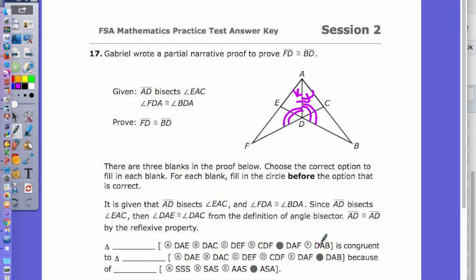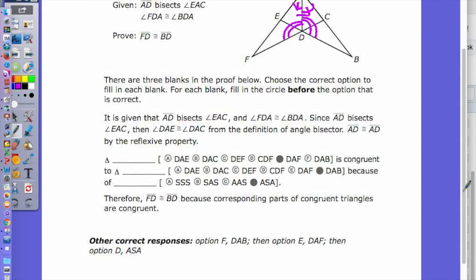If you put DAB to DAF, instead of DAF to DAB, if you change the order, it would still be considered correct. It says down here. If instead of putting E and F, you put F and then E, you have the same thing, just a different order, it's correct. Do we understand that one?